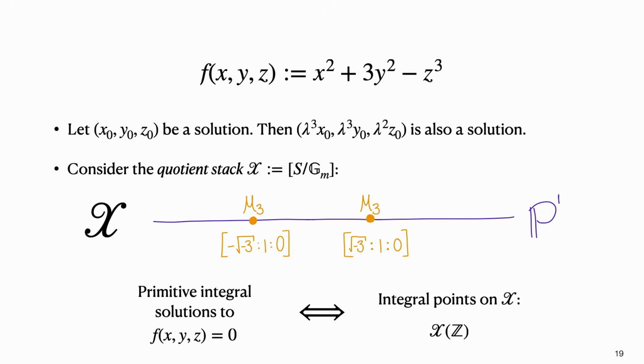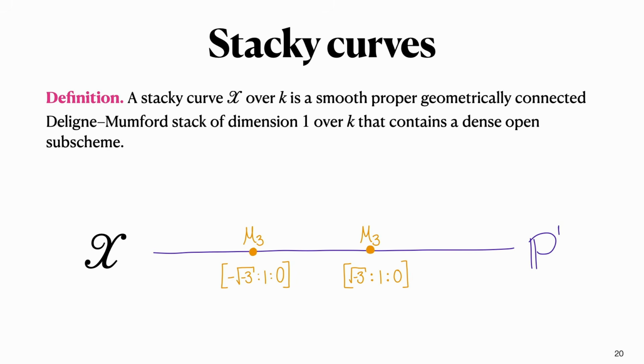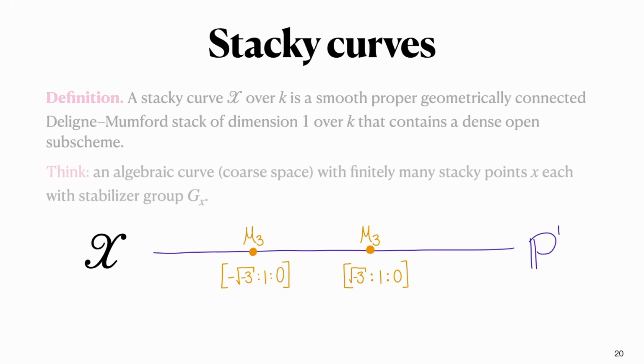Okay. So I will feel really bad if I didn't write for us the definition of a Stacky curve. So a Stacky curve is a smooth, proper, geometrically connected Deligne-Mumford stack of dimension 1 over any field that you want. Wait, I'm missing. That contains a dense open subscheme. But what I want us to think about is an algebraic curve, so the P1 that you have in the base, with finitely many Stacky points that have extra stabilizers. So that's all I want us to think about.